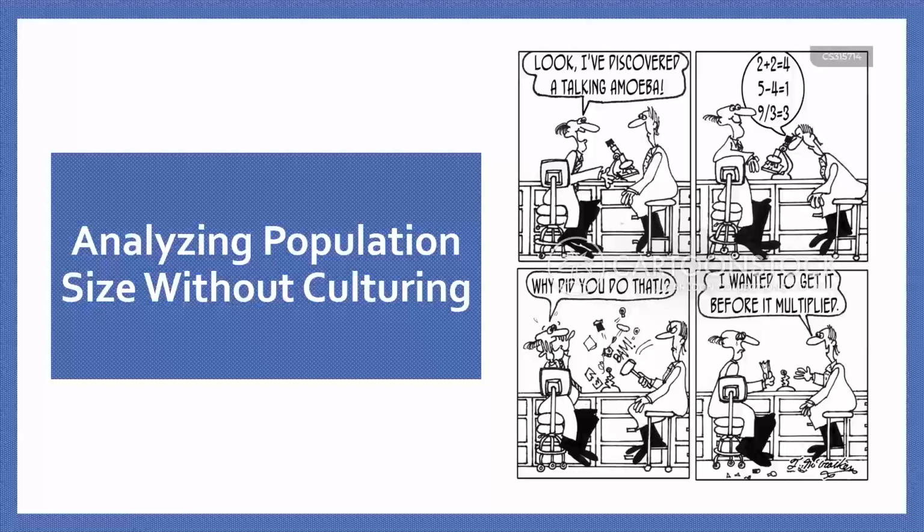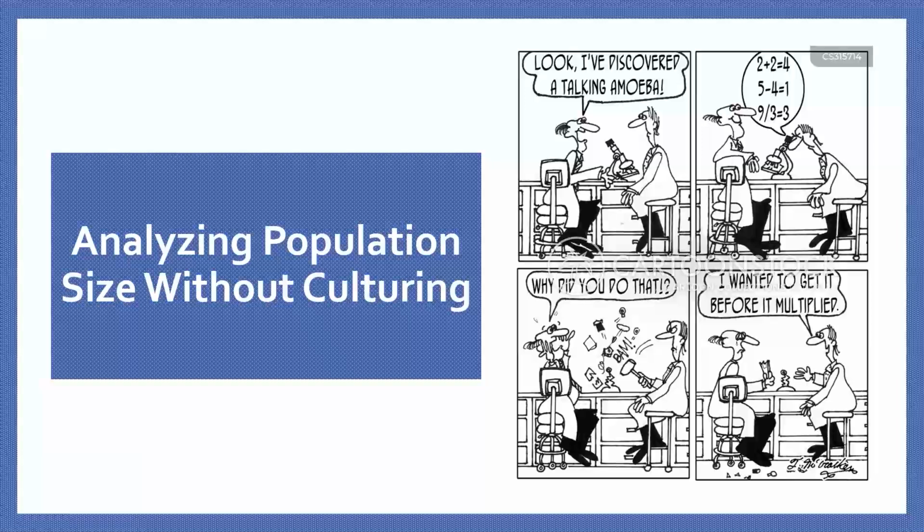So here's a comic for you. You have two scientists, and one says, "I've discovered a talking amoeba." So he looks through the microscope, and it's 2 + 2, 5 - 4, 9 divided by 3. Bam! "Why'd you do that?" "Well, I just wanted to get to it before it multiplied."